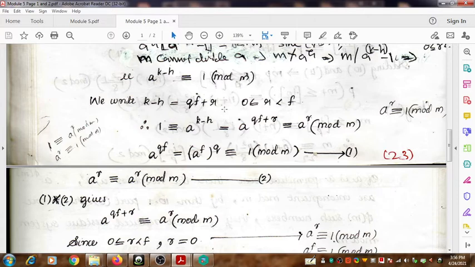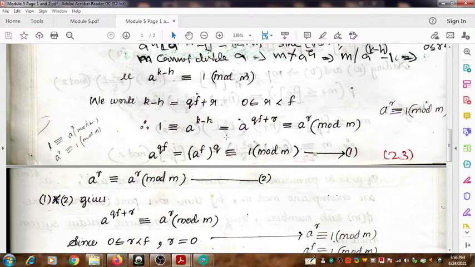Okay, and then what we are going to do next is substitute or use this quantity in this expression and continue. You come back to this expression, a raised to k minus h is congruent to 1 mod m, and there its order is revised, and you can write 1 is congruent to a raised to k minus h.